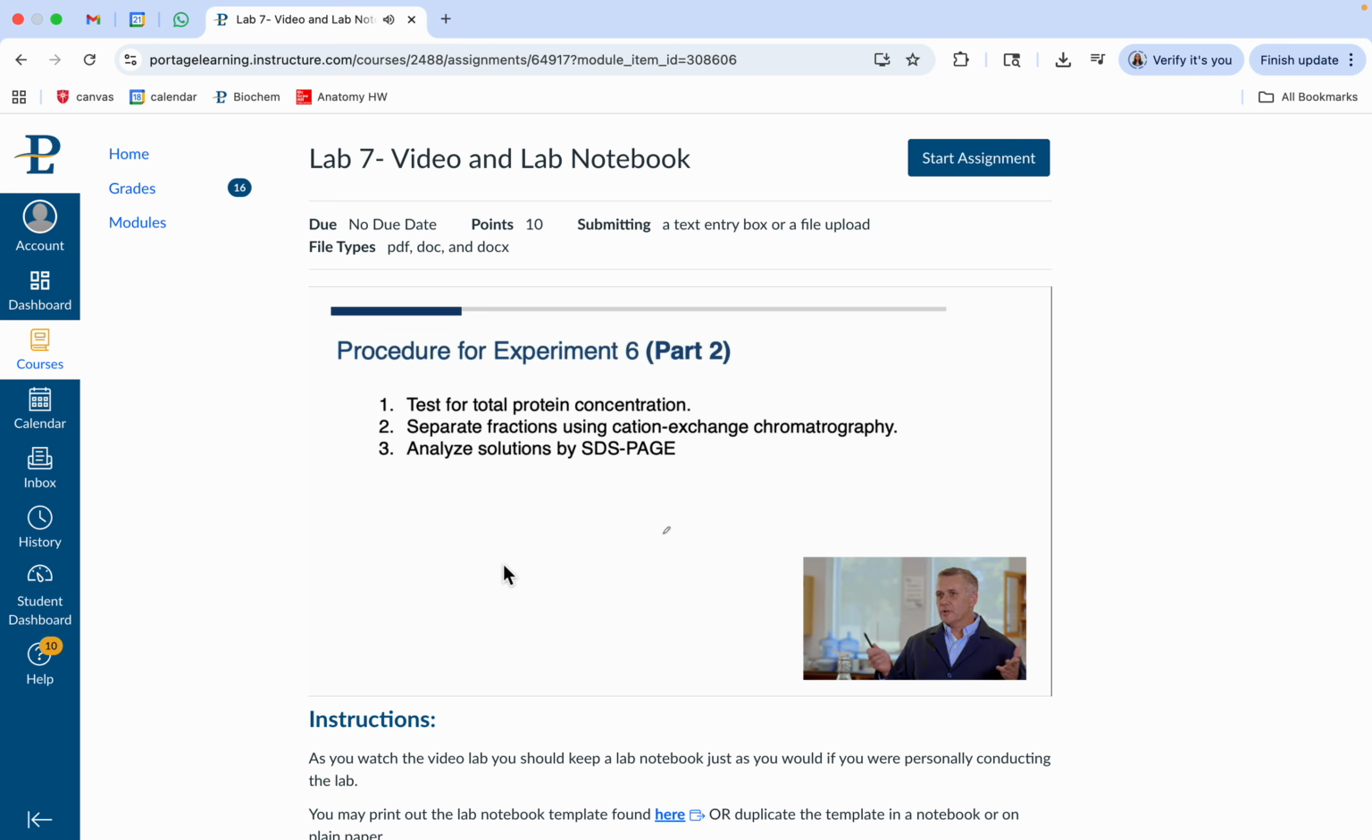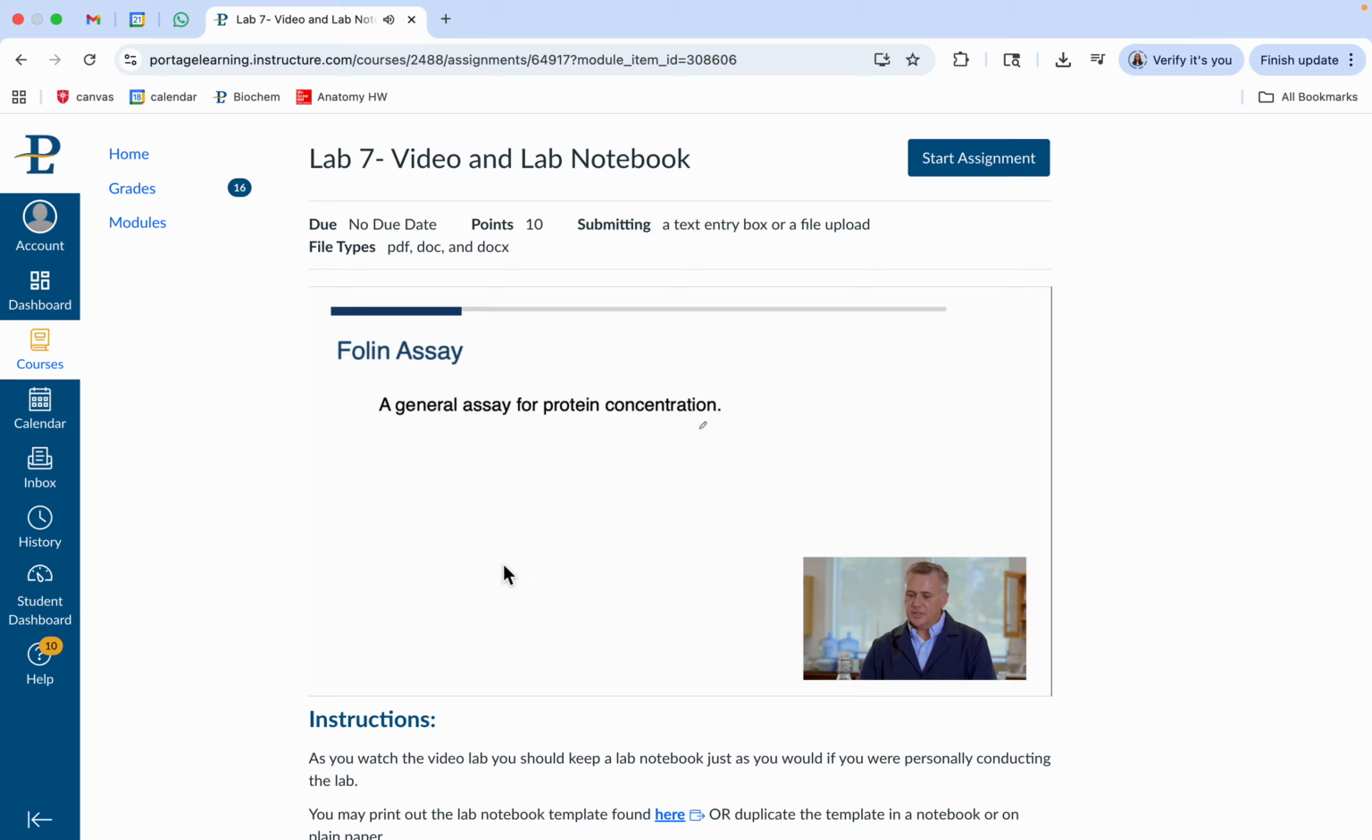All right, so overall, some of our procedure for experiment 6 and 7. This is really part 2 of experiment 6. We're going to test for protein concentration. We're going to separate the fractions using cation exchange chromatography, and we're going to analyze the solutions by SDS page.